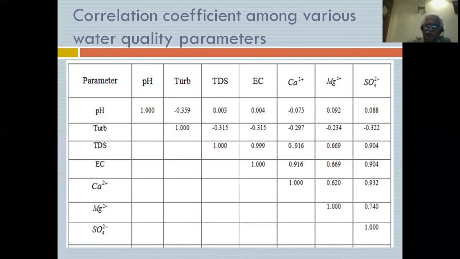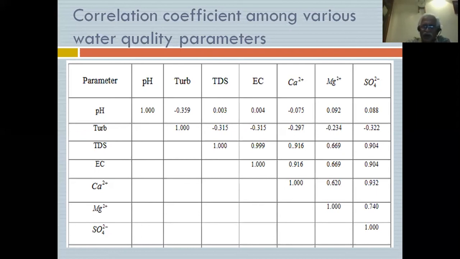EC also follows because TDS and EC already have a very good relation, 0.999. So EC must follow a good relation with calcium, magnesium and sulfate. Now calcium and magnesium are close because they are indicating the hardness, calcium hardness and magnesium hardness. And calcium has a very good inclination to sulfate, so calcium sulfate is available in nature in abundance. So is magnesium sulfate.